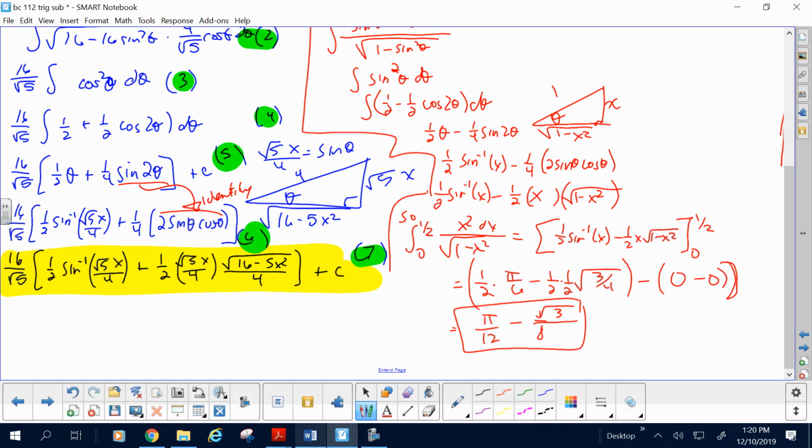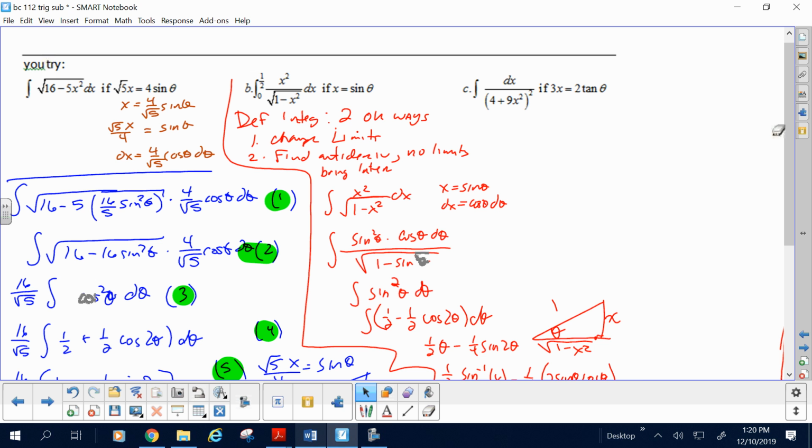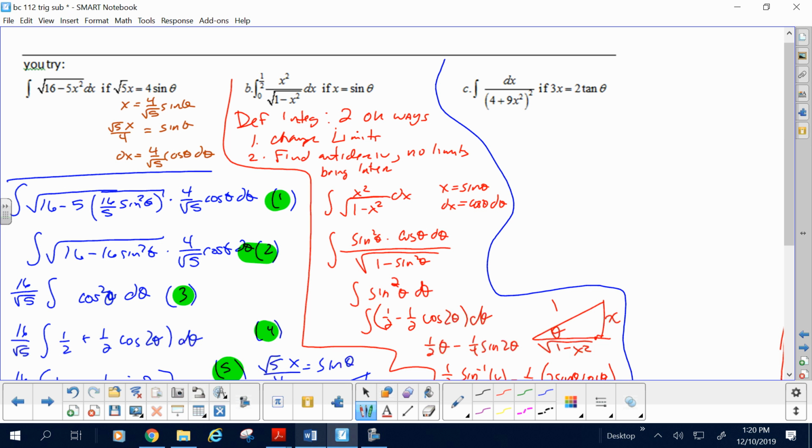Okay? Are we cool? All right, try the last one. It'll put you over the top and put you into Mastery Town instead of just Have a Clue Town.